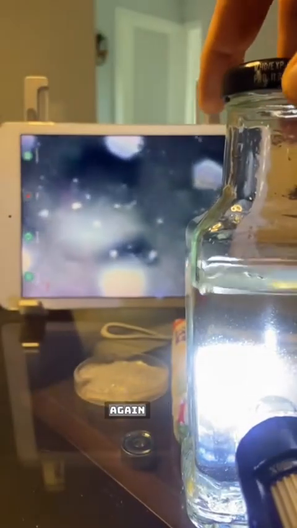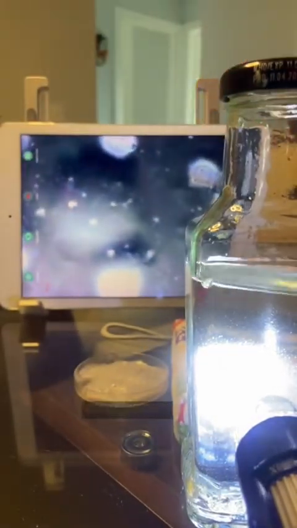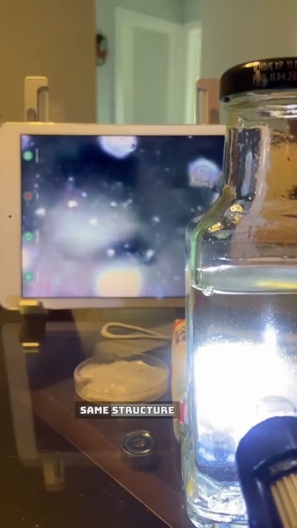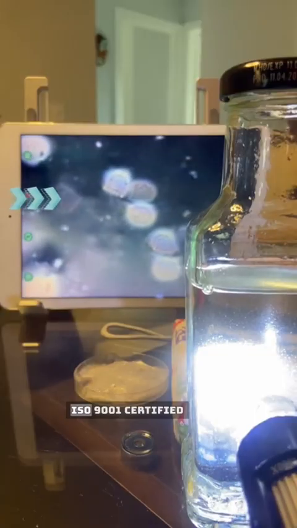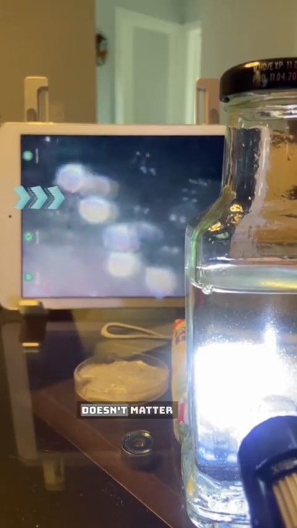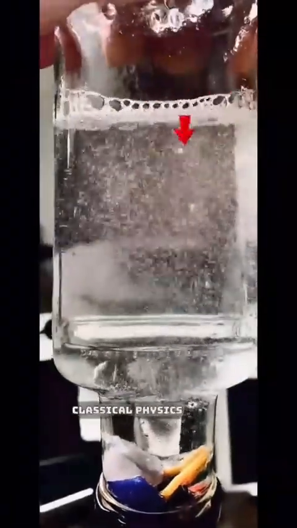Same glass, barely tilted. Bubbles hold their shape again. One drifts gently from left to right. Same structure. Same stability. Always ISO 9001 certified. Doesn't matter how soft the movement is. They dive straight to rock bottom of classical physics.